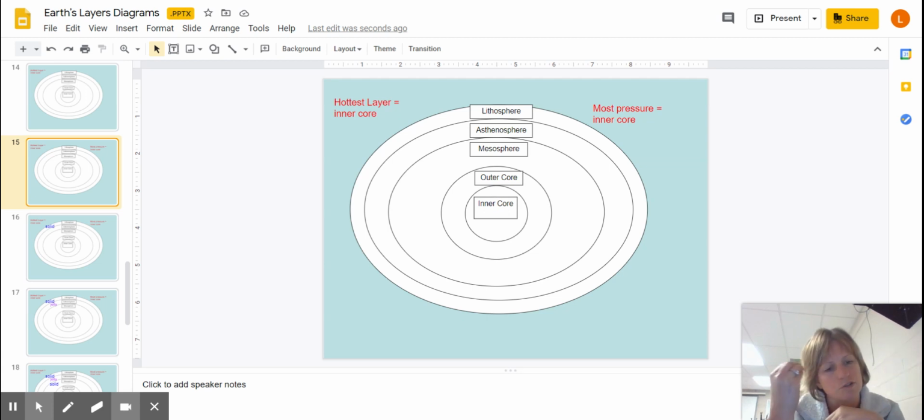So if the temperature is winning, it would be a liquid. But if the pressure is winning, it would be a solid. And so we're going to go through each layer and declare a winner in the battle between temperature and pressure.